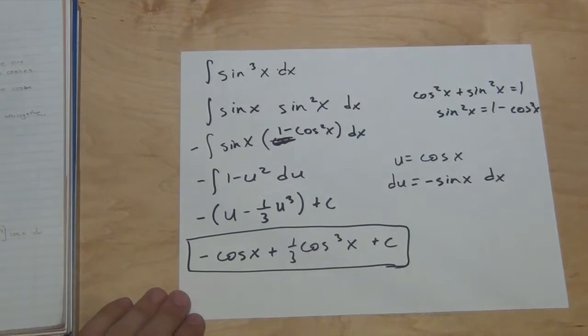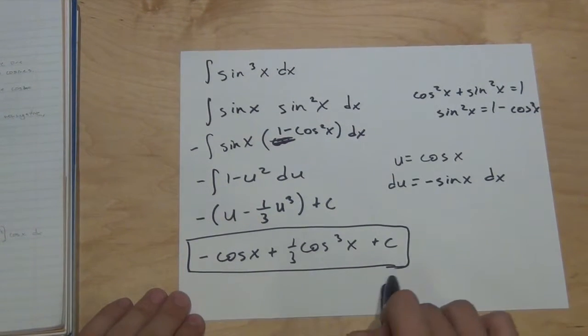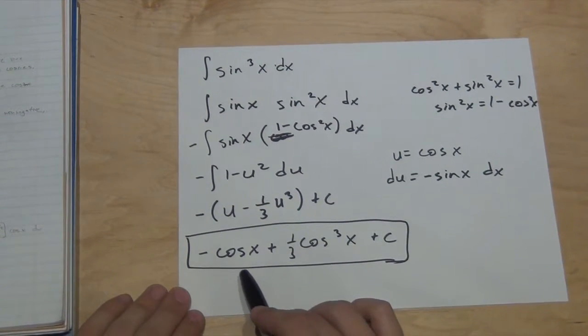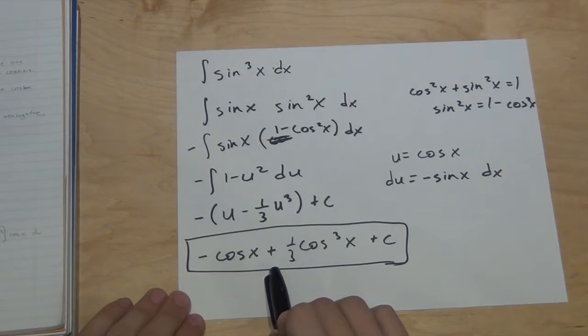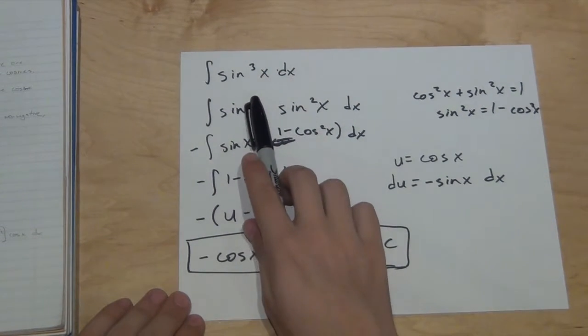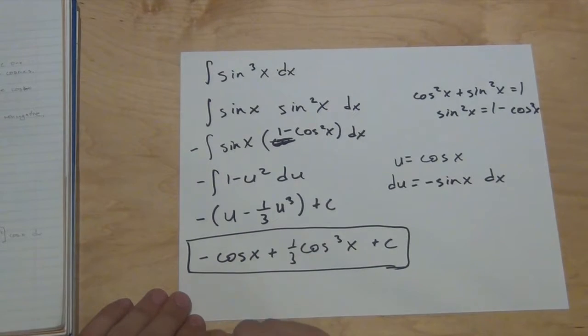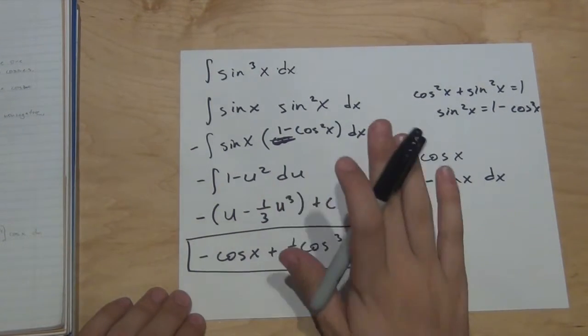If you want, you guys on your own can go back and take this expression and differentiate it, and you will very likely come out to sine cubed of x dx. If you don't, then I clearly made a mistake somewhere. So that's our first example. Now let's move on to example number 2.